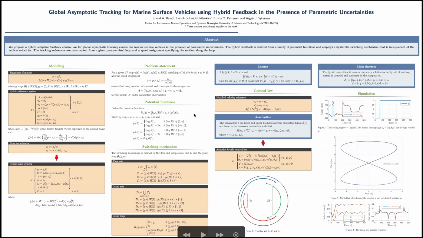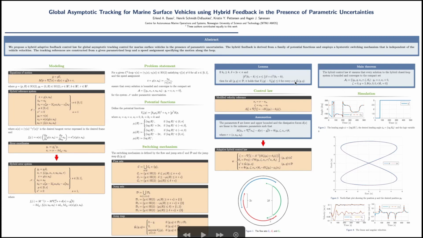We now define the following potential functions whose gradients will determine the proportional control action. Here q is a logic variable, rho 1, 2, 3 is simply the heading angle represented in different intervals, and where log r is the principal logarithm of r, which entails that rho 3 is in the interval minus pi to pi. The hysteretic switching mechanism is defined through the flow and jump sets C and D and the jump map G1. The flow sets are visualized in figure 1, where C1 is the blue curve, C2 is the red curve, and C3 is the green curve.